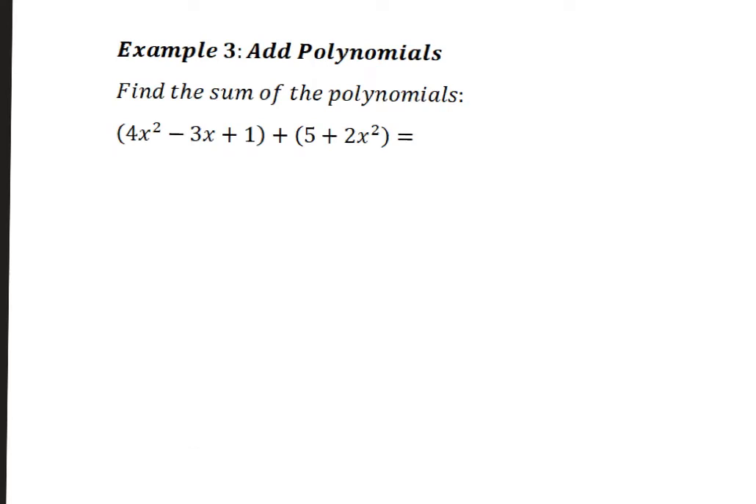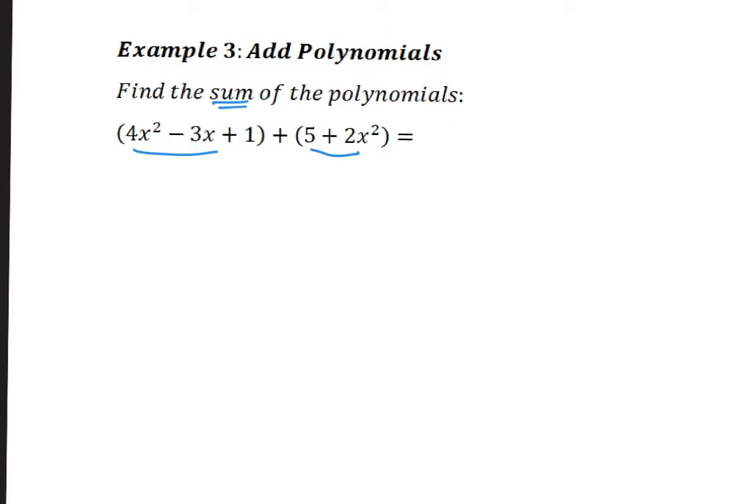Make sure you have parentheses, especially when you have a negative value. In example 3, we're going to add polynomials here. So we're going to find the sum. That means we're going to add the polynomials, the first one right here, which is called a trinomial because it has 3 terms, and the second one called a binomial because it has 2 terms.